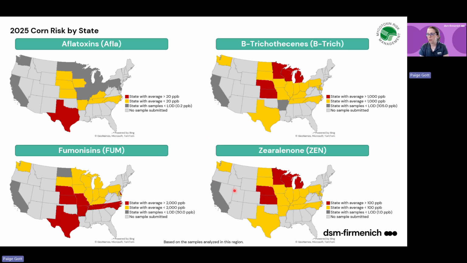And then finally, our zearalenone map, the threshold here to go from yellow to red is 100 parts per billion. Again, similar to our type B trichothecenes, we're seeing higher concentrations on average across the upper Midwest. And again, Nebraska and Kansas seem to be a hot spot for us this year when it comes to several of the mycotoxins that we're seeing high concentrations come out of those states.